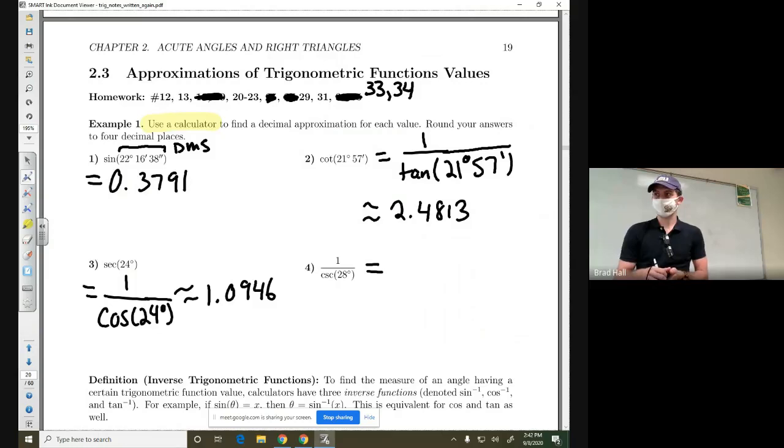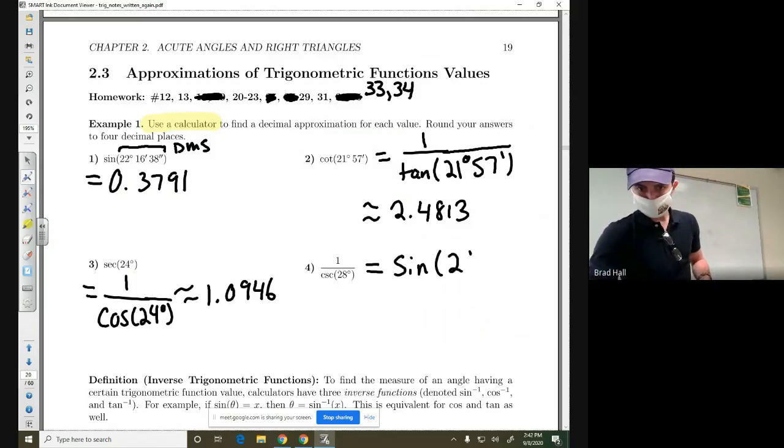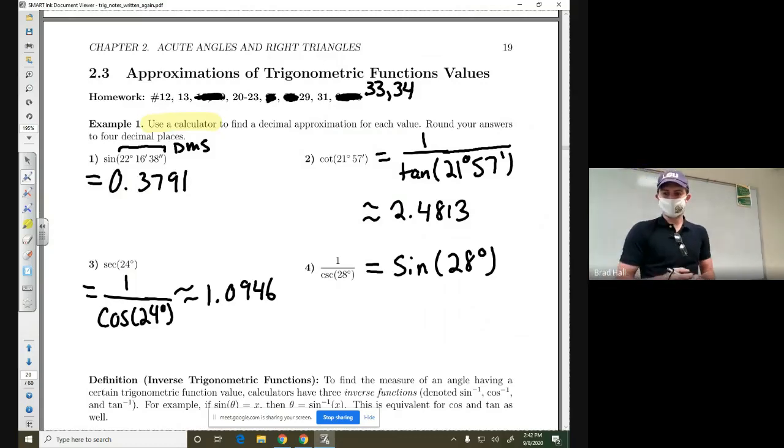It's the reciprocal identity of sine, so you just flip it over and it's sine 28 over 1, or sine of 28 degrees. Yeah, it's just sine of 28 degrees. It's pretty much going in reverse of steps 2 and 3. It just so happens that the thing we're trying to get to reciprocates again, in other words.